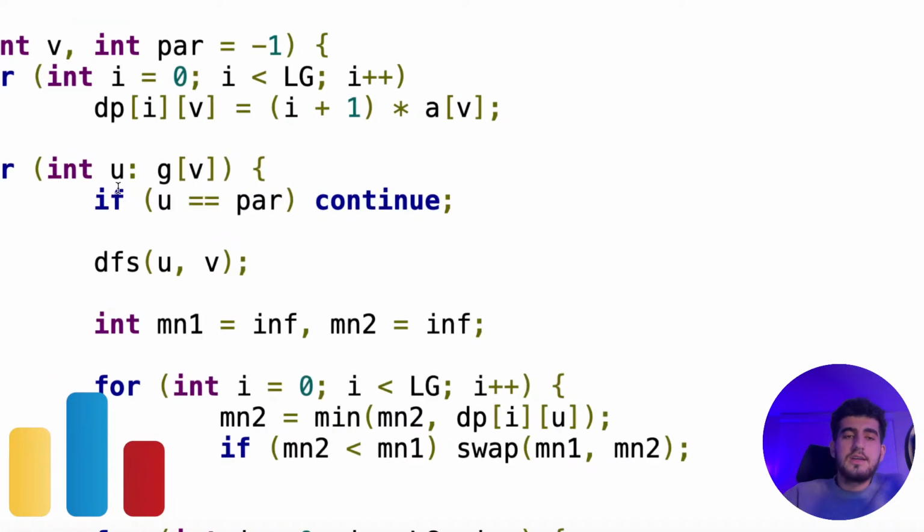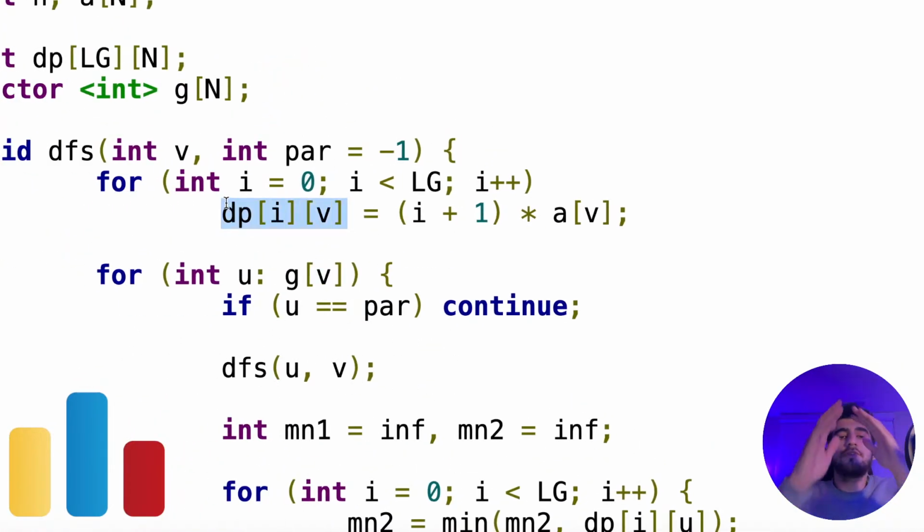So dp of i and v says that I'm just considering the monsters in the subtree of vertex v, and I want to see what is the minimum cost if vertex v itself will be dead at step number i. And because it is zero-based index, for example, dp of 0 and v means that they die after the first time they attack me. So dp of i and v is initially i plus 1 times a of v, because 0 is the first possible step that you can kill them, and if they die at step 0, it means that they attacked us once. So if I only consider this vertex itself, dp of i and v should be set equal to i plus 1 times a of v.